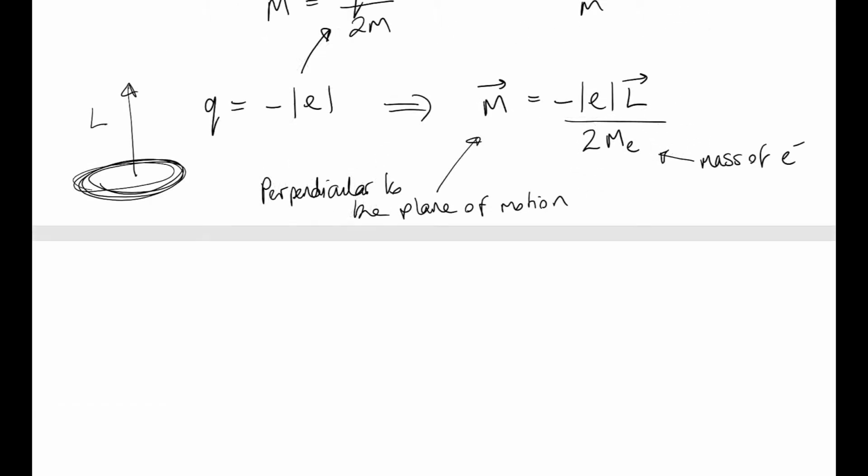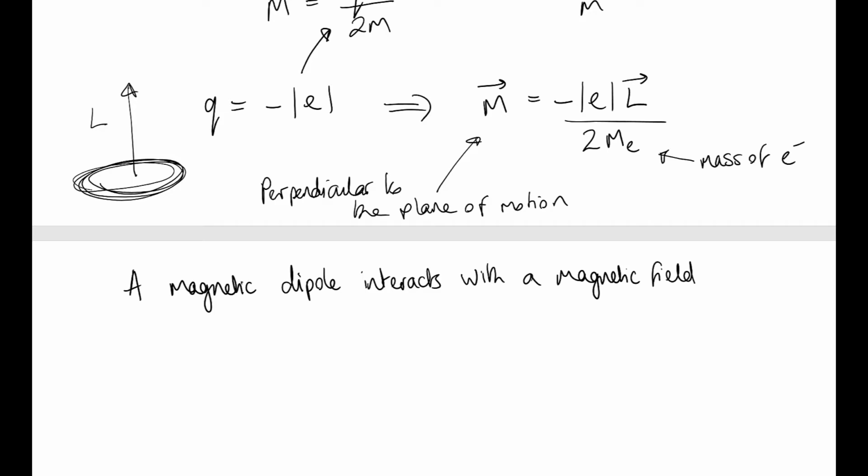Just like the dipole moment of a molecule interacts with an electric field, a magnetic dipole also interacts with a magnetic field. So let's make a note of that. And we also introduce the idea that the potential energy of the dipole in that field is given in the following expression.